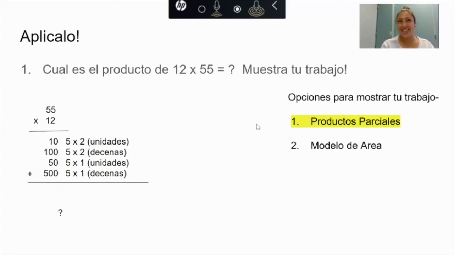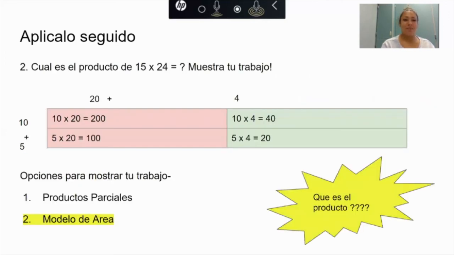¿Están listos? Perfecto, seguimos. ¿Cuál es el producto de 15 multiplicado por 24? Estoy mostrando mi trabajo aquí usando estrategia número 2, modelo de área. Aquí dibujo mi rectángulo grande y estoy usando la forma expandida de 20 más 4 y 10 más 5 y escribiendo el producto aquí adentro de cada rectángulo. Al final, tengo que sumar los productos en cada caja.